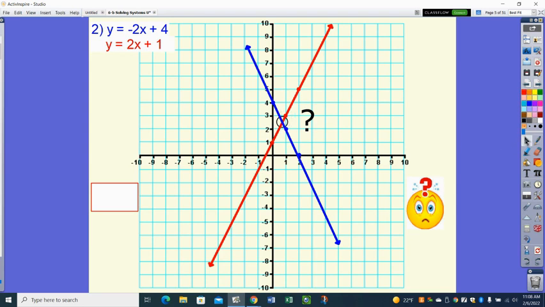So here is an example of a system that graphing isn't going to get us the answer. I am going to tell you what it is. The x value of that point is 3/4, and the y value is 5/2, which would be 2.5. But you're guessing unless we use a different method. And that's what we're going to do today.